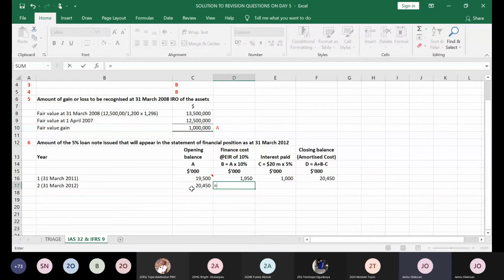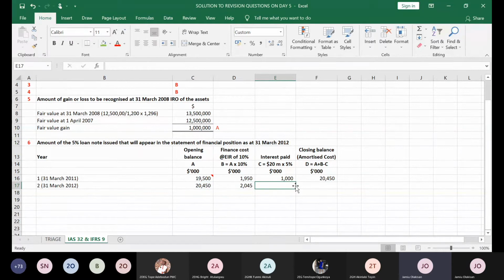Then you equally say the opening balance in the second year times 10%. That gives you 2,045. Here too will still be the same interest of 1 million. It won't change. And you drag this one here. So this is what we are looking for: 21,495. Let's see whether the option is there.